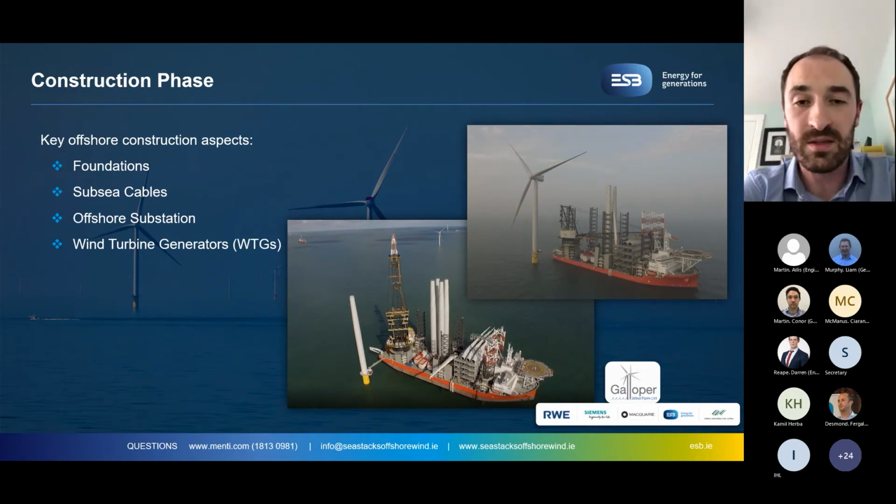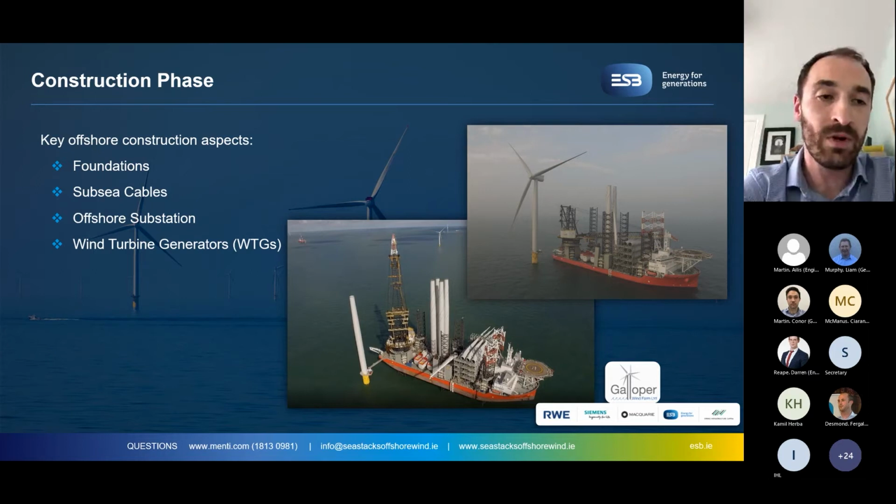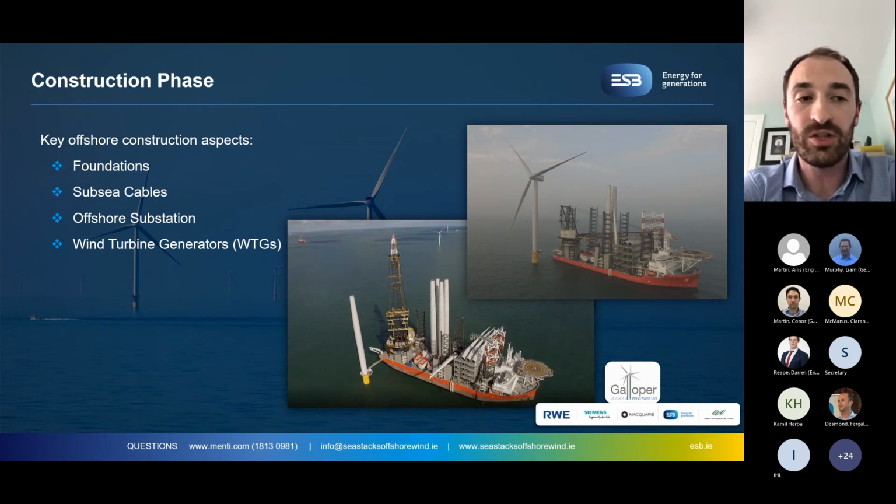As you can see in the bottom left image, the tower is installed first. From there, the nacelle is installed on top of the tower, and then the rotor and the blades are installed. Following this, commissioning activities will be undertaken before the project generation and transmission infrastructure is energized for exporting electricity back to the grid.